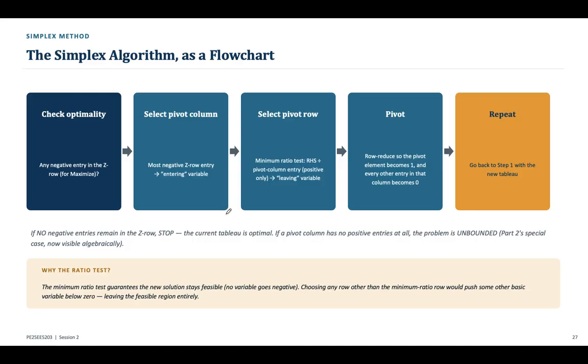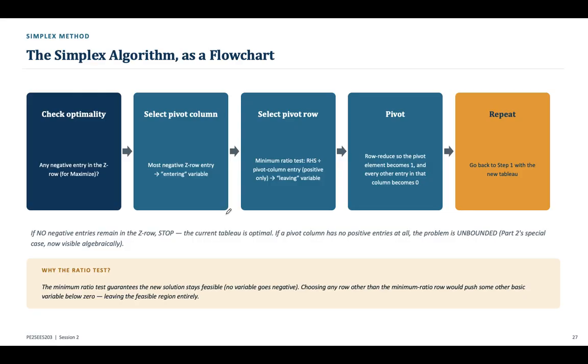Then we perform row operations so that the pivot becomes 1 and every other entry in that pivot column becomes 0. This produces a new tableau and therefore a new basic feasible solution. So we repeat the process.